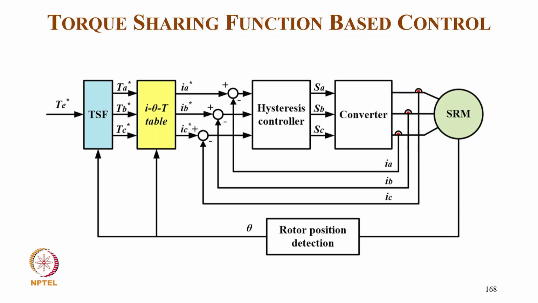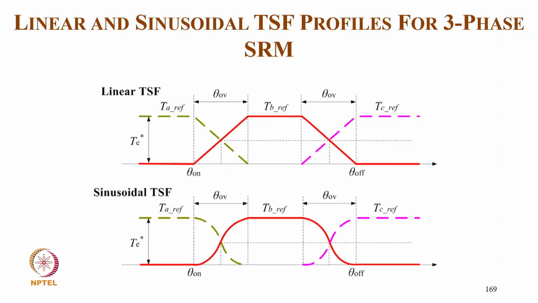So we have position feedback, and with that and speed, we get the reference torque, and we get the 3-phase torque for the 3-phase motor. Then with the I-theta-T table, we get the 3-phase reference currents I_A star, I_B star, I_C star. Then we have the sensed current given to the hysteresis current controller, which gives the switching signals for the converter drive feeding the switched reluctance motor.